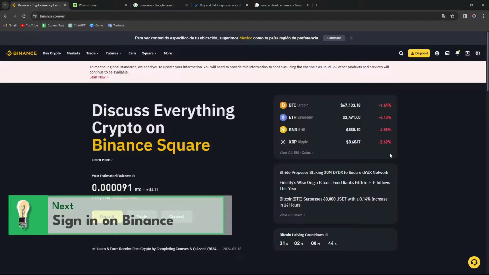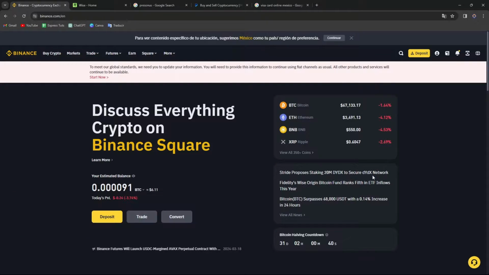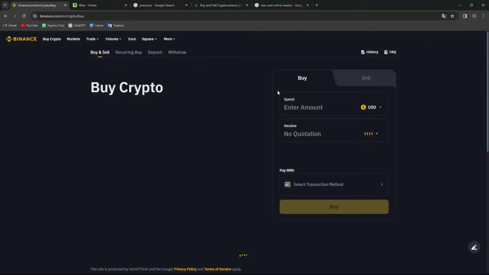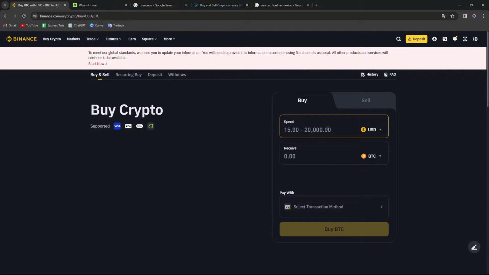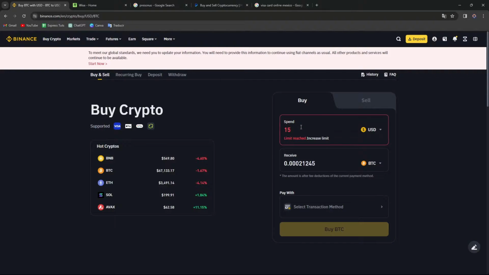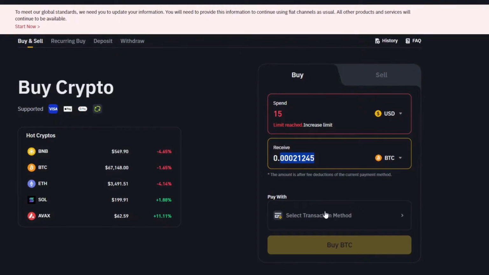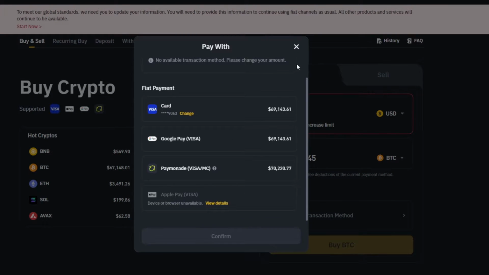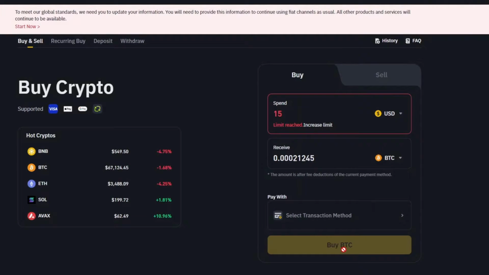So what I wanted to do is to focus and make the purchase of your actual crypto. If you don't have the actual Bitcoin, then what you want to do is to go into the upper side that says buy crypto. Now here into buy crypto, what you want to do is to say buy. And here let's go for spend. The minimum for myself is $15, so I go for $15, and I'm going to be receiving this amount of Bitcoin. Now here I want to select a transaction method, choose the best that suits you, and then later on go into buy my Bitcoin.